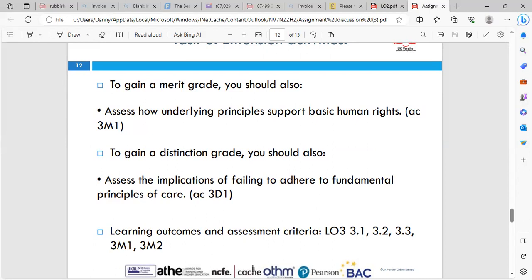And that is why we spoke about the NHS that gives you free care, the right to care. So these are all things that you need to know. You have to explore more how those principles support the basic human rights. I told you about the right to family life, didn't I?